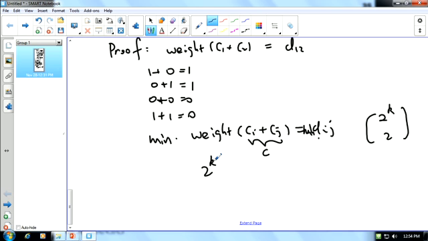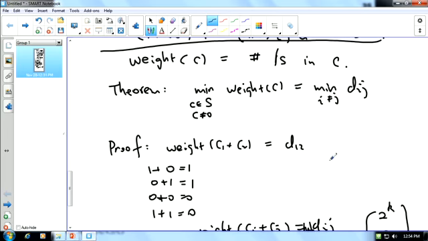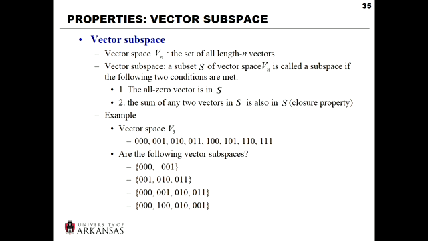Minimum weight of the non-zero code word. Any question? Right. So that's just a simple proof of my claim that I made last week. And this proof will require the knowledge of the linear vector space.